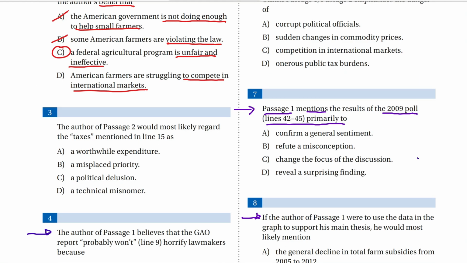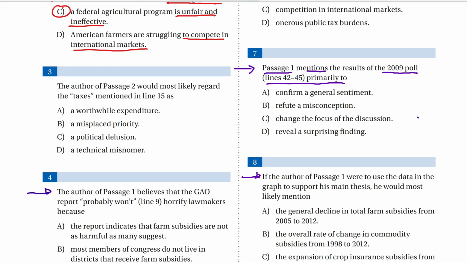What is the purpose? Is A, confirm a general sentiment, a general feeling. طب what about B? Refute, prove something is wrong. Refute a misconception. Of course, no. Change the focus of the discussion. No. Reveal a surprising finding. Maybe somebody stopped here a bit. Is it tempting, Ahmad Hassan, or it was okay? Of course, we don't reveal a surprising finding, but confirm a general sentiment.